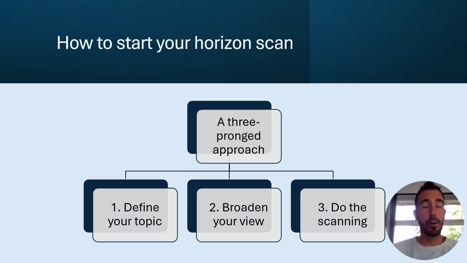And these three prongs are firstly to define your topic of investigation, to then broaden your view, to think about who or what might be affected or impacted, and then to actually do the scanning, to look across a wide range of resources to gather and then evaluate information that will allow you to come up with action points that put your academic research scanning into practical application. So definitions of topics, broadening of viewpoints, and then the scanning itself are our three-pronged approach for doing a horizon scan.